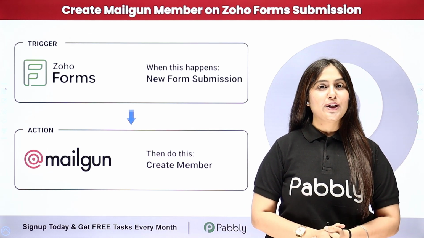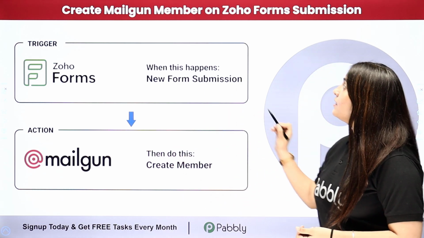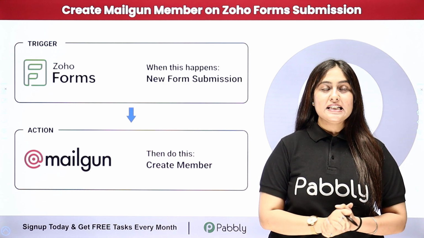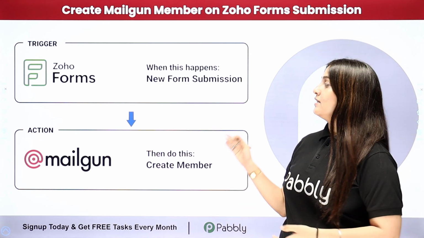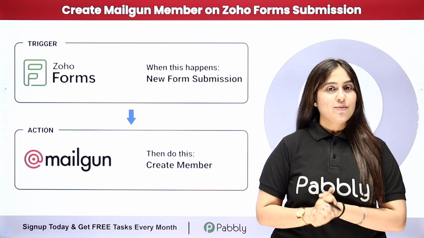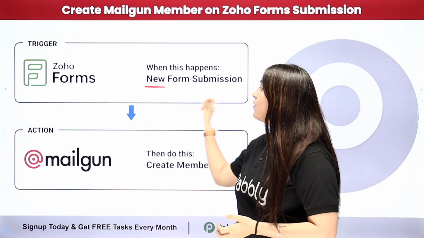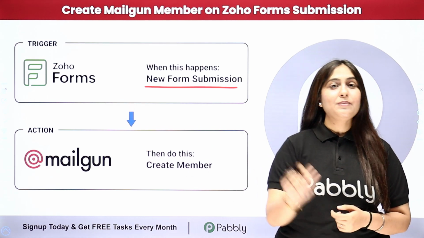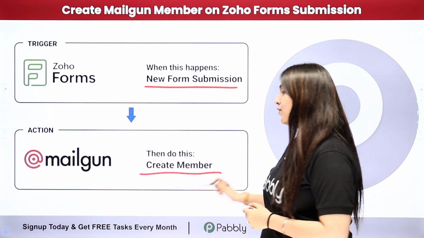In this video we are going to understand how to create a Mailgun member on Zoho Form submission. So I'm an owner of a real estate agency and I have created an inquiry form using Zoho Forms. Now my objective is that whenever I receive a new form submission through Zoho Forms, then automatically using the details, a new member should be created in my Mailgun account for the same.